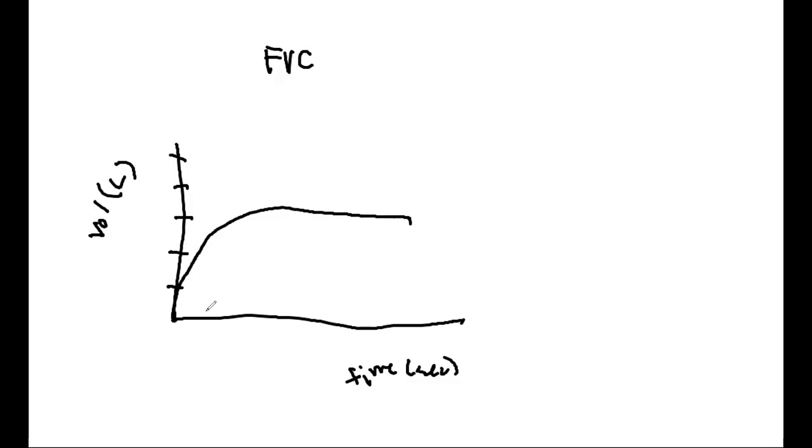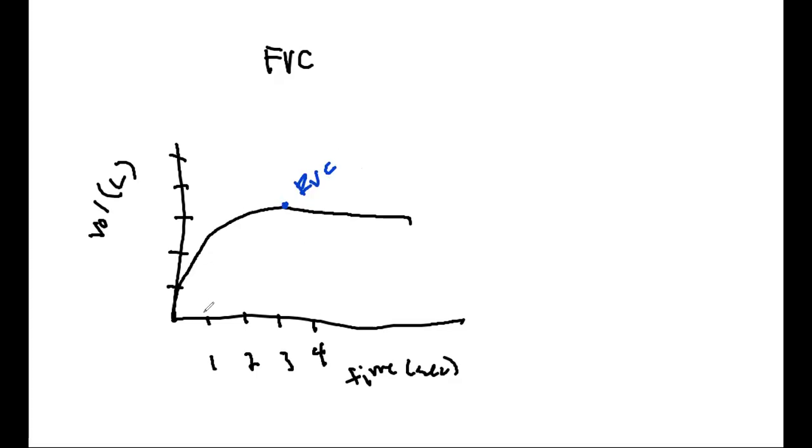This would be your 1 second mark, 2 seconds, 3 seconds, and whatever this is, 4 seconds. Okay. What are we interested in? We're interested in how much air you moved out in 1 second, and we're interested in how much air you moved out maximally. Okay, so let's go back to the blue marker. Whatever the peak number is, that's going to be your forced vital capacity.